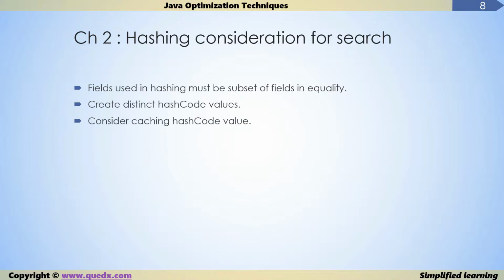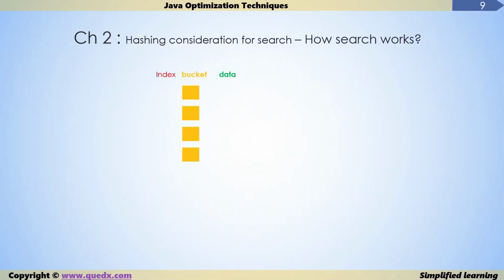Also, we can consider caching the hashcode. We'll be looking at demo examples for each of these. Before we look at the demo examples, we need to understand how the search works. Here is the internal representation of a hash set.